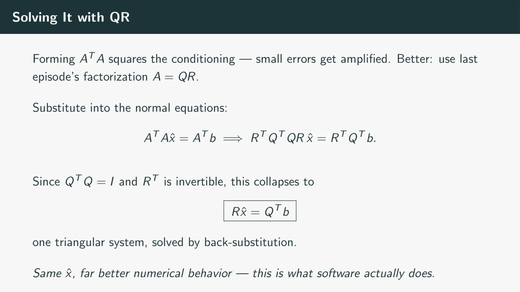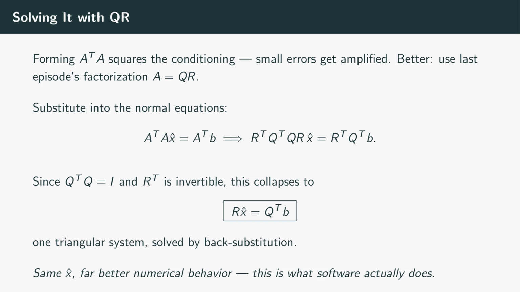A practical note that ties the section together. In principle, you solve least squares by forming A transpose A and inverting it. But forming A transpose A squares the so-called conditioning of the problem, which can badly amplify rounding errors. There's a much better way using last episode's QR factorization.